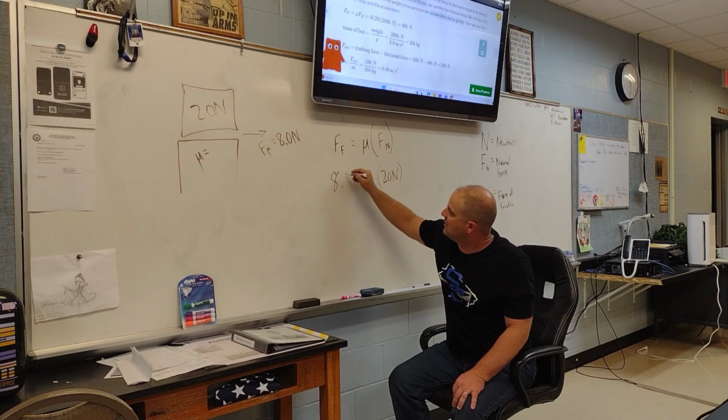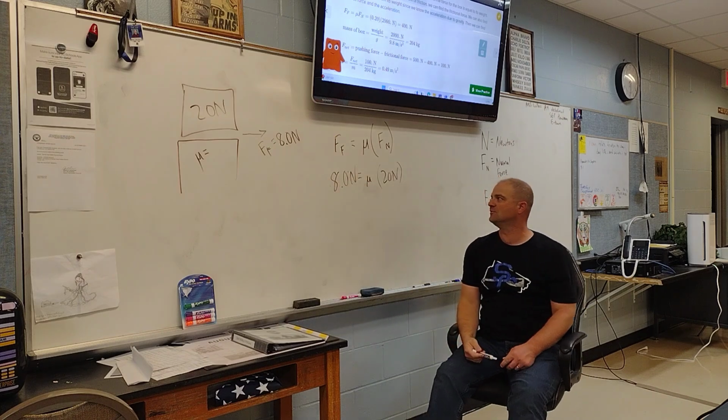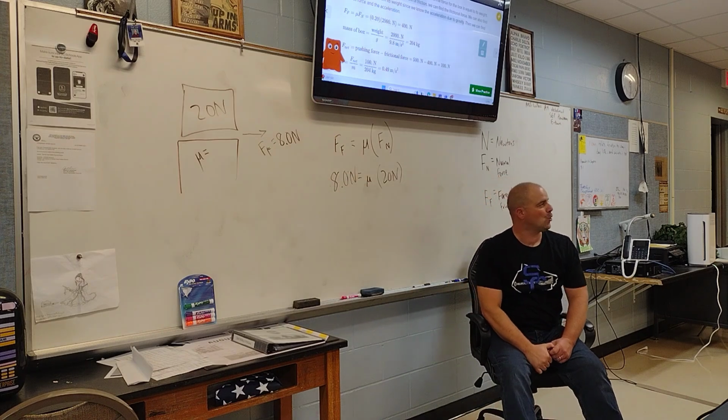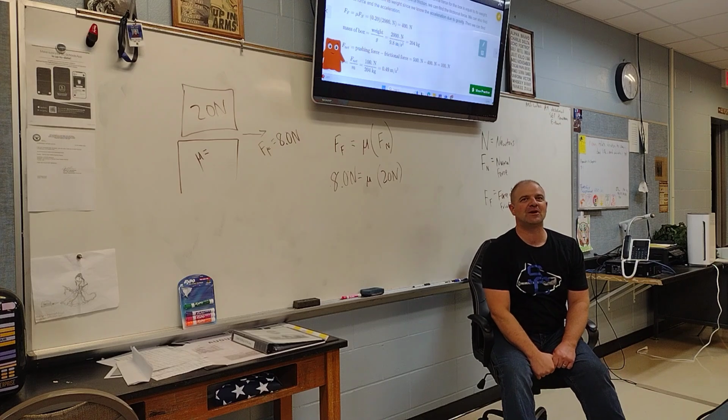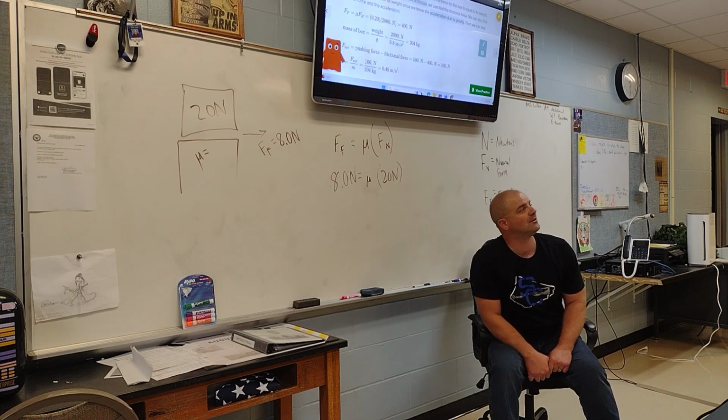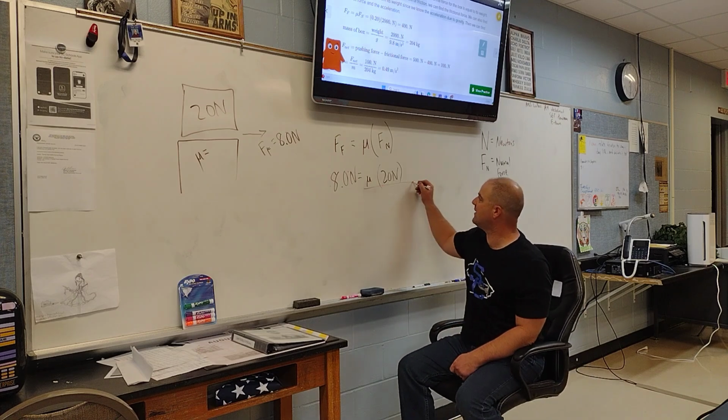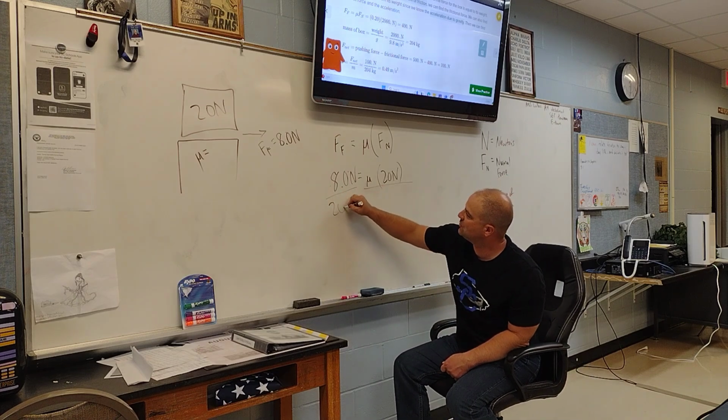which is kind of fun to say, is going to be equal to what we're given, 8.0 newtons. So what do I have to do to the variable that has a friend with them? Which does what for the variable that we're trying to solve for? It separates them, right? So I divide both sides by 20 newtons.